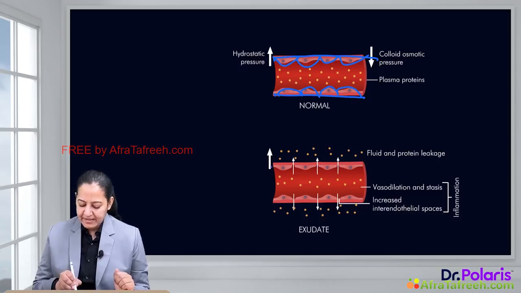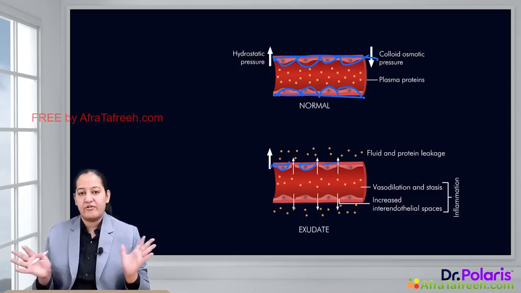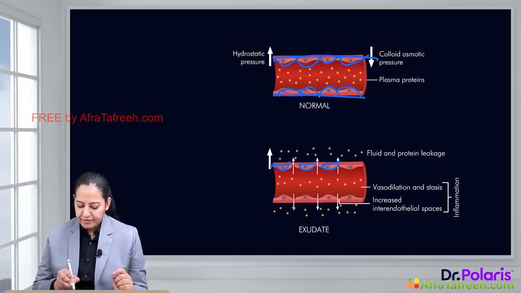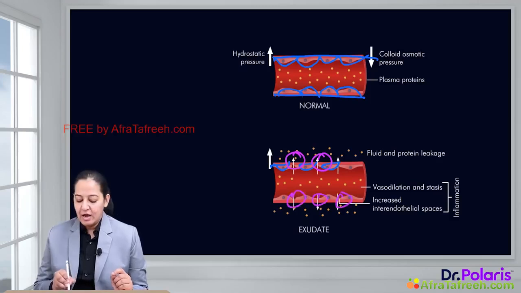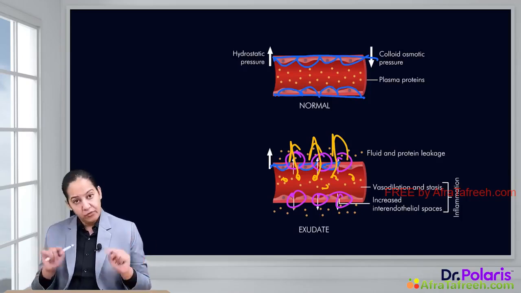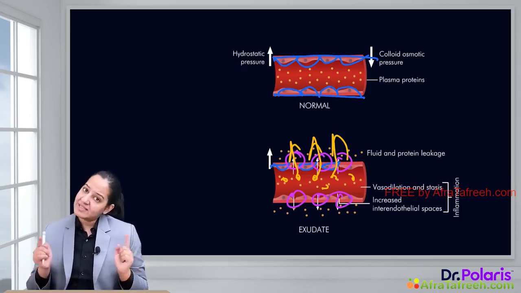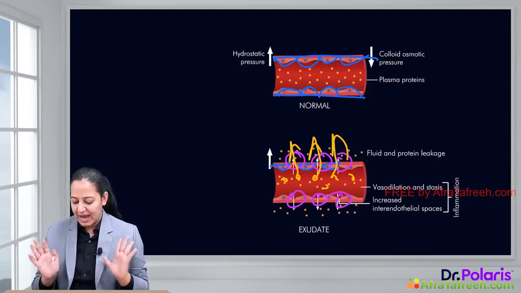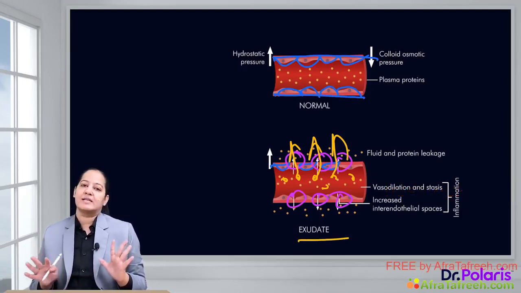But see the second diagram. In the second diagram, please appreciate all the endothelial cells are retracting, they are contracting. So you can appreciate the gaps between them. From these gaps, the proteins present inside the blood vessel, along with fluid, are coming out. Such edema in which fluid and abundant protein and cells are also present is known as exudate type of edema, and this is exudate edema.